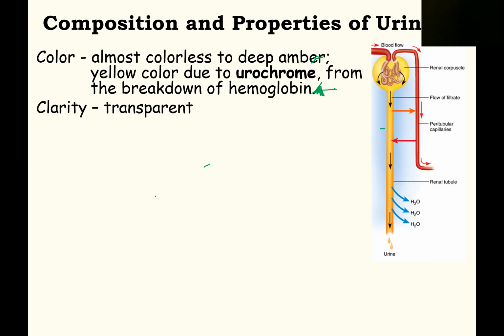Another attribute: urine is supposed to be transparent or clear, not cloudy. Cloudy could be an accumulation of cells due to a urinary tract infection. Cloudy could be some other type of bacterial infection. So it could be a lot of things, but it should be transparent or clear.